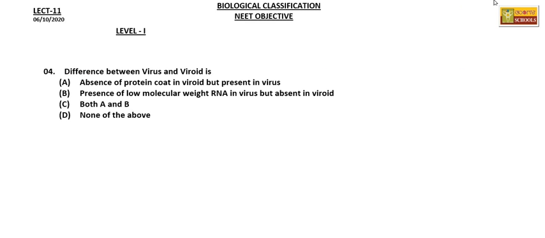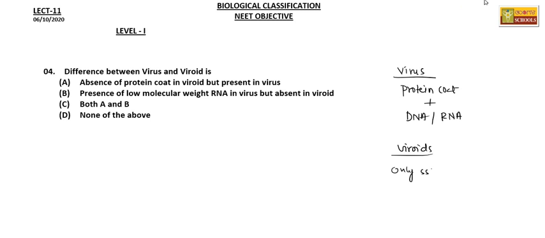Next question, difference between virus and viroid. We know that a virus is composed of protein, that is a protein coat, and also it consists of either DNA or RNA. Whereas viroids are made up of only a single-stranded RNA molecule. There are no proteins present in viroids. So the difference between viruses and viroids is the absence of protein coat in viroid, but present in virus.